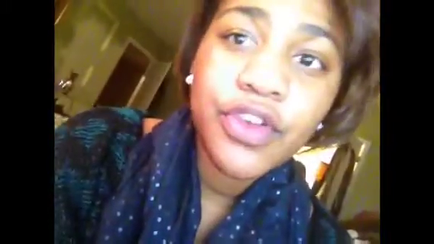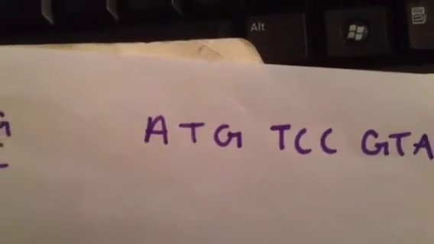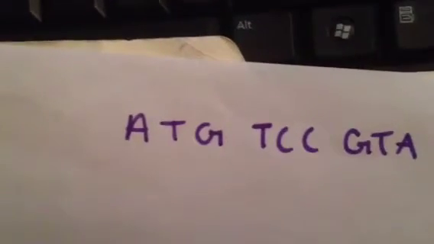DNA consists of 4 nucleotide bases: adenine, guanine, cytosine, and thymine, A, G, C, and T, that are paired together, A with T and C with G, to give DNA its double helical shape. Nucleotide base sequences are the genetic code of instructions for protein synthesis. This is my own 4-codon DNA sequence.